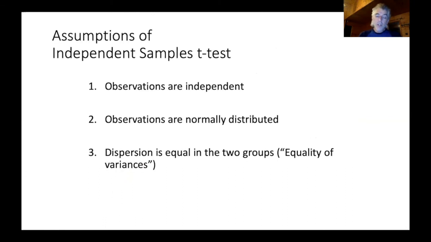So whenever we do a statistical test, then we need to pay close attention to the assumptions of these tests. So in a two-sample t-test, then, our three assumptions are: first, that the observations are independent of one another; second, that the measurements are normally distributed; and in this case, we have a new assumption that the dispersion or variance within each of our groups is the same.